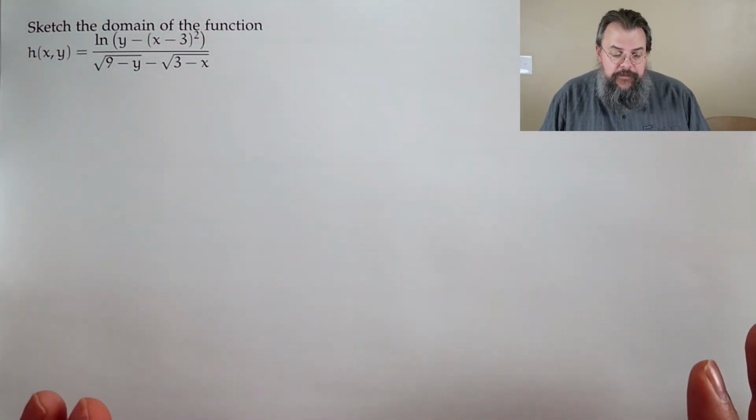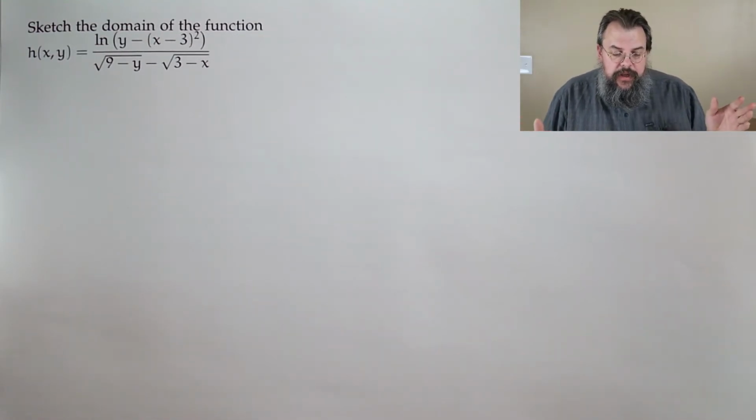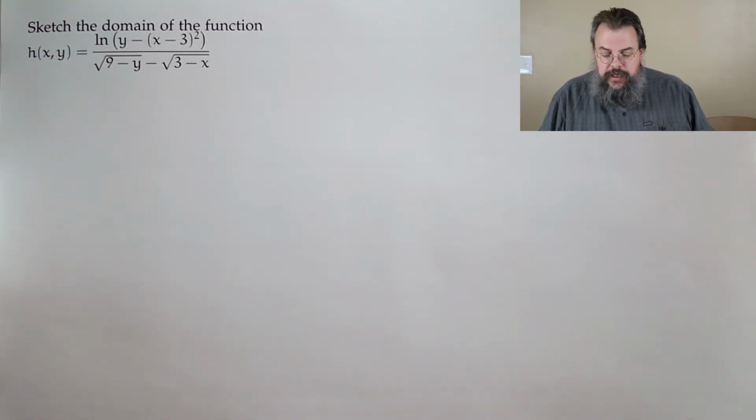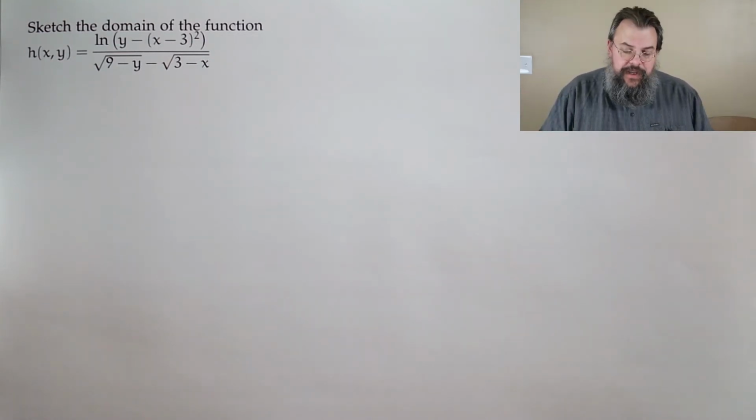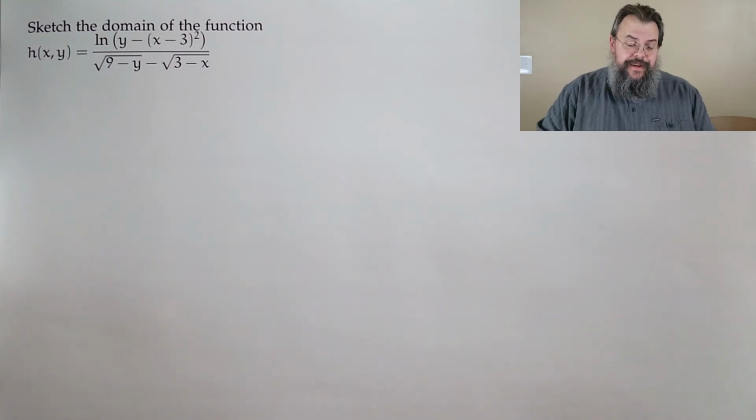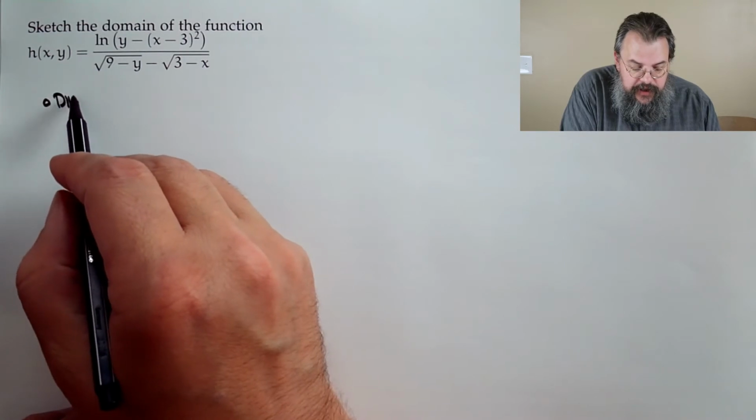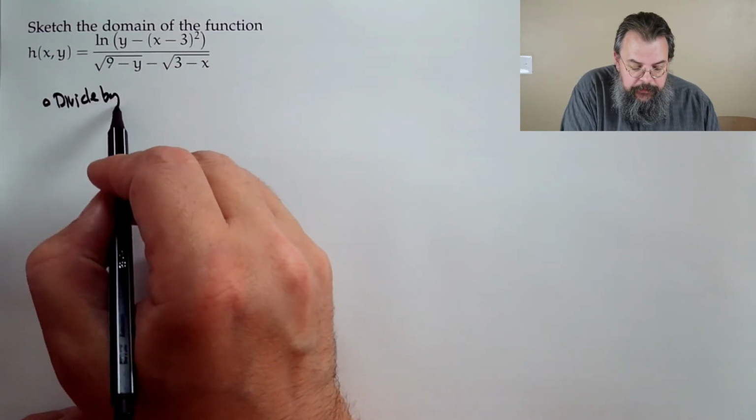Sketch the domain of the function. And now it's very similar. And we say, okay, look, let's just go through it. We have logs, we have square roots, we have division. So we need to go through our 3 potential problems. So we'll just say we have a potential divide by 0. We'll have to figure that out.